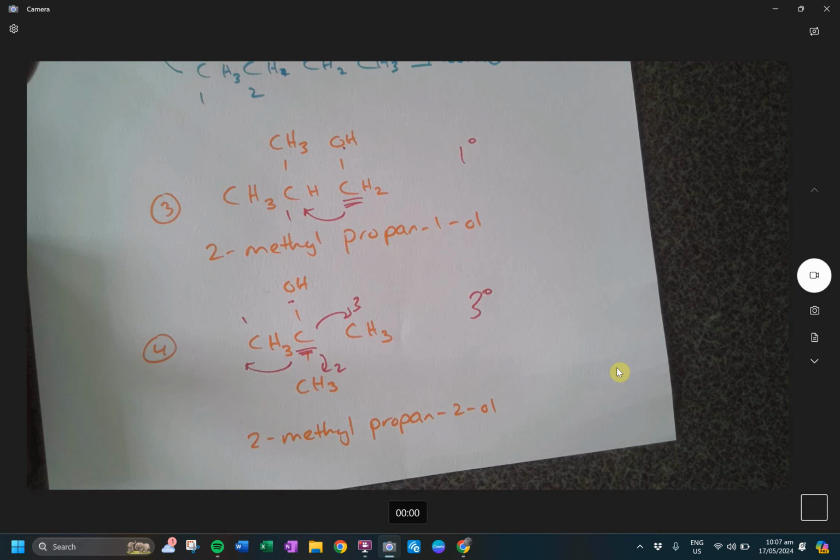Okay? So side chains don't count. Side chains don't count, no. It's whatever is directly attached to that carbon. Cool. Questions, concerns, comments? All right.